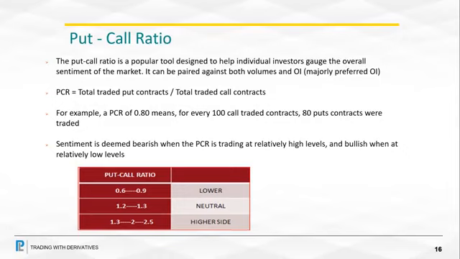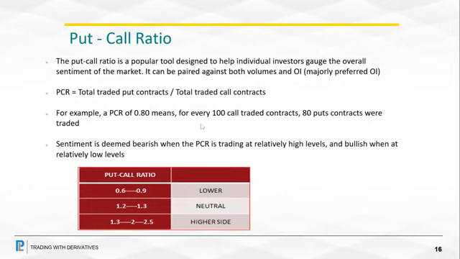So what is PCR? It is the total traded put contracts divided by total traded call contracts. PCR is also read through the option chain. So this is how we need to infer. Going forward, I'll again open up the option chain page and tell you how to read PCR.